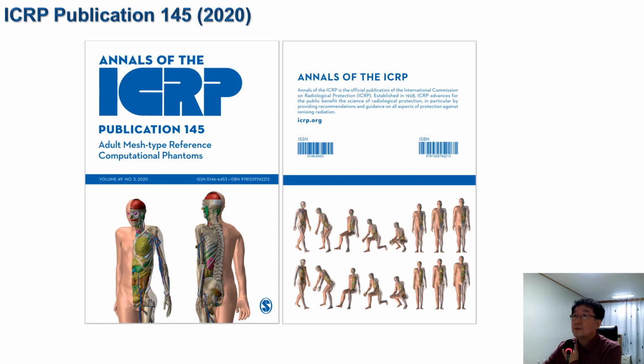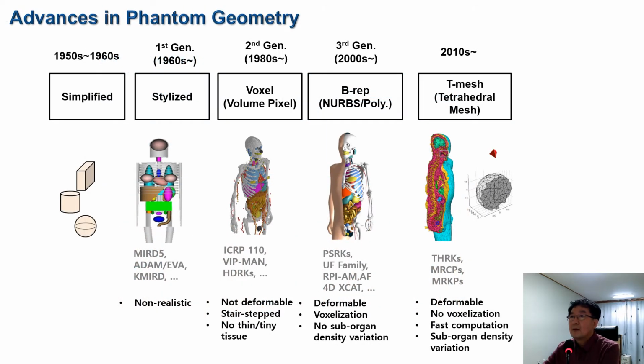The phantoms are basically in tetrahedral mesh geometry, but we also provide the phantoms in polygon mesh geometry, so the users can easily change the shape of the phantoms to produce phantoms in different body sizes or different postures. Before I move on to the next topic, let me briefly talk about advances in phantom geometry. These days, we are mostly using phantoms in two geometry formats.